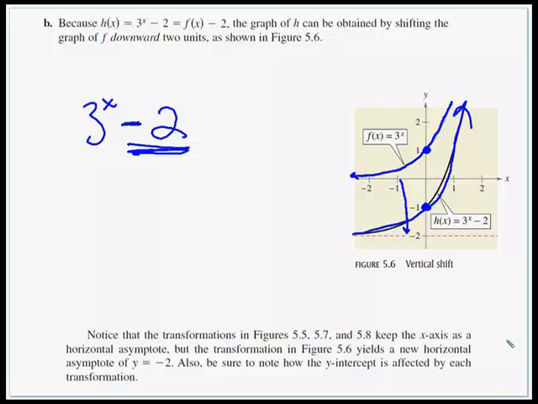Notice that the transformations in these figures, the previous ones, 5.7 and 5.8, keep the x-axis as a horizontal asymptote. The transformation we just looked at yields a new horizontal asymptote of -2. Also be sure to note how the y-intercept is affected by the transformation. Again, this was a -2 transformation, so our y-intercept got moved down 2 spaces. Our x-axis, our horizontal asymptote, got moved down 2 units.